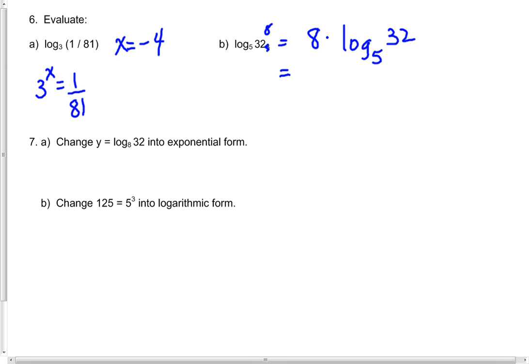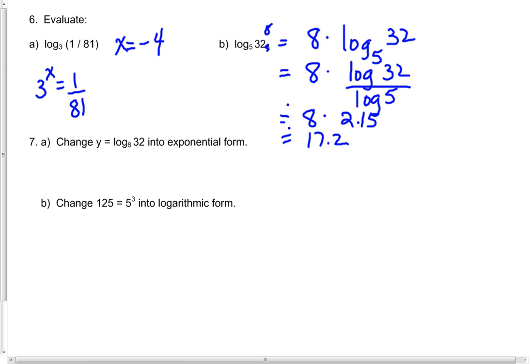Log base 5 of 32 is horrible. Log base 5 of 32, I just don't know. But I do know that I can get it from log of 32 divided by log of 5. 8 times some horrible number. Let's find it. 2.15 approximately times 8. 17.2.